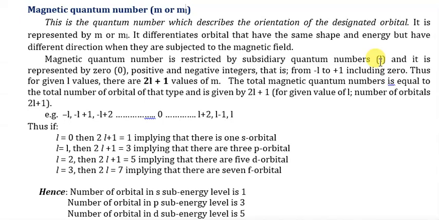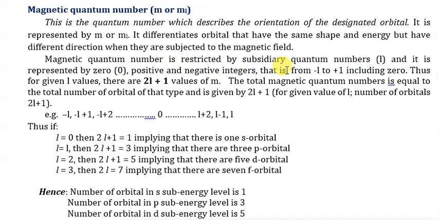Quantum number ya kwanza principal, ya pili ni subsidiary au azimuthal. Value ya azimuthal inategemea principal alikuwa ngapi. Lakini tunapokuja kwenye magnetic, value ya magnetic inategemea azimuthal alikuwa ngapi, au value ya magnetic inategemea subsidiary alikuwa ngapi, ambaye subsidiary na azimuthal ndio yule. So magnetic quantum number is restricted by subsidiary quantum number L, and it is represented by 0, positive and negative integers.